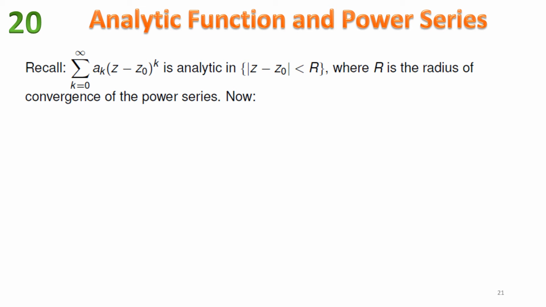Now, here we are going to understand how an analytic function can be developed using power series. This is quite interesting. Let us recall the power series a_k into z minus z0 to the power k, where k runs from 0 to infinity, and we are taking the summation over all terms. This is analytic in the disk of radius R centered around z0, where capital R is the radius of convergence of the power series. This we have learned.